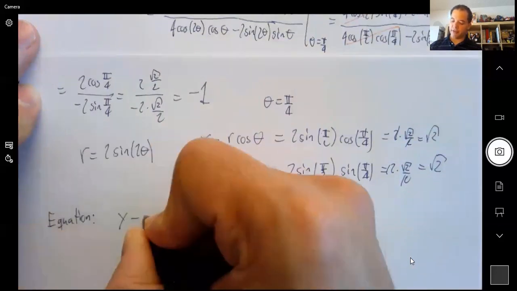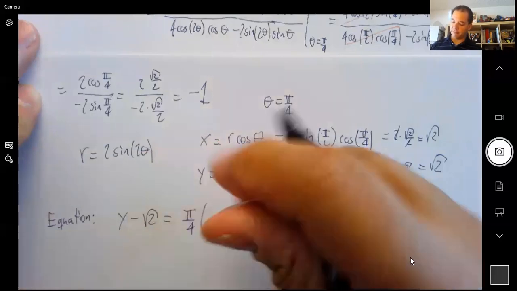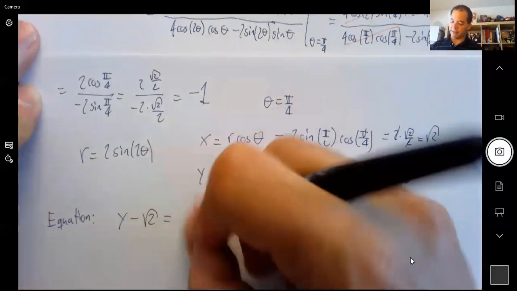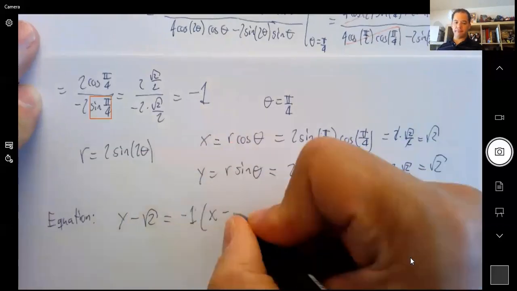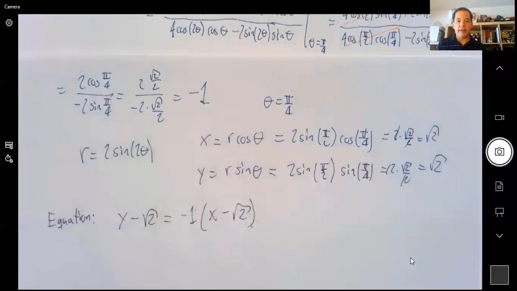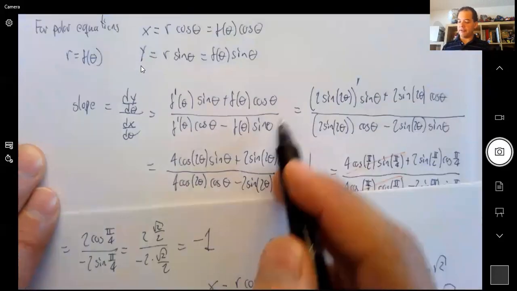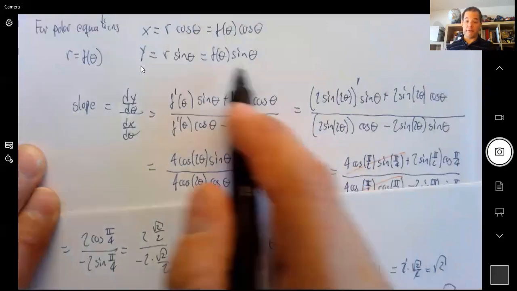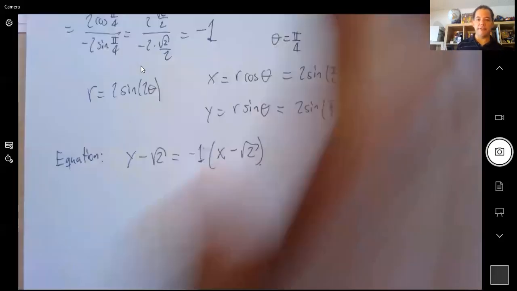y minus radical 2 equals the slope, -1, my bad, times x minus radical 2. And that's it, right? So you only need to know the formula, this formula over here. Let me go back. This is the formula to get, in general, the slope when you have a polar curve, right? That's the important thing to know. The rest of the procedure is essentially the same.